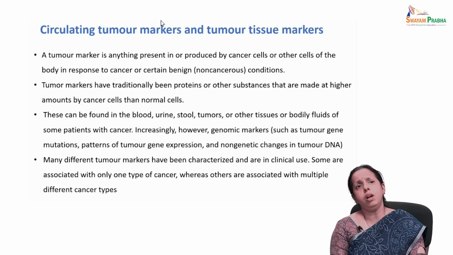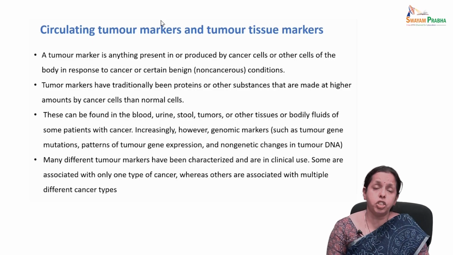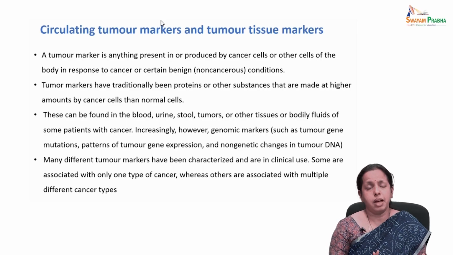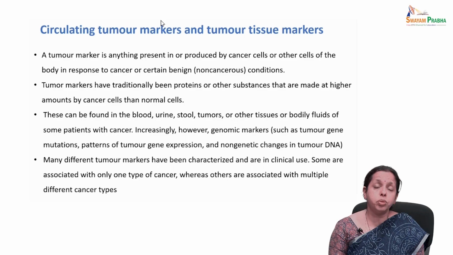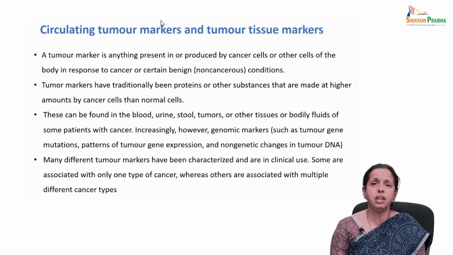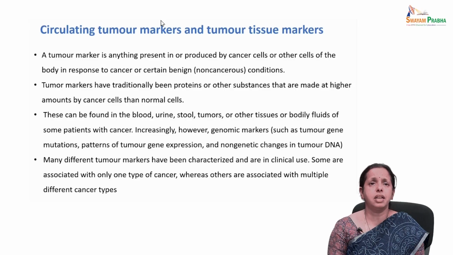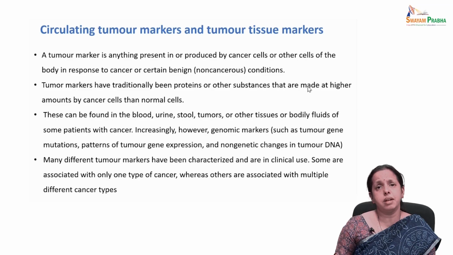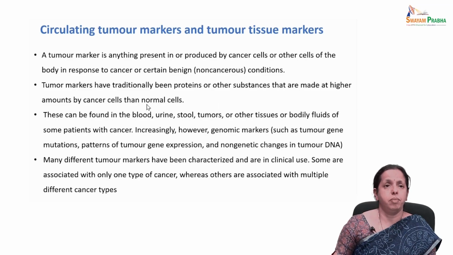So, you have what are called circulating tumor markers and tumor tissue markers. The circulating tumor markers are those which are released into the blood, for example, your different DNA markers. Then the tumor tissue markers are ideally present in the tumor tissue per se. A tumor marker is anything which is present in or produced by cancer cells or other cells of the body in response to cancer or to certain benign non-cancerous conditions. Many of these markers have traditionally been proteins or other substances that are made at higher amounts by cancer cells than normal cells. They can be found in blood, stool, tissues, or body fluids with cancer.